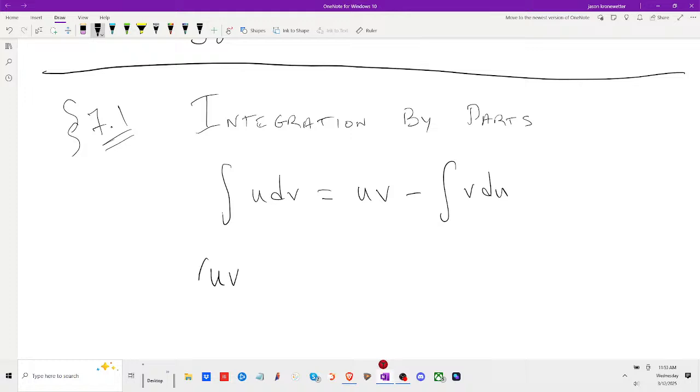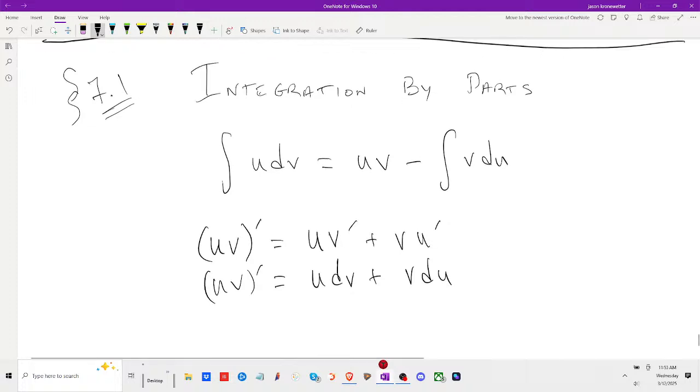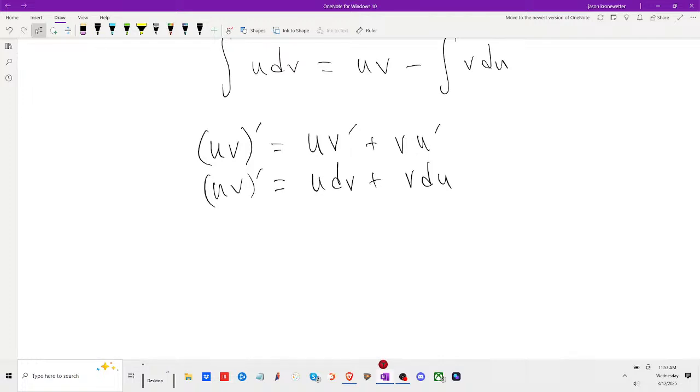If I just have u times v and I take the derivative, I'm going to use this notation so it matches up with the integral notation. But remember with the product rule, you kind of do it by parts, right? You do u times the derivative of v plus v times the derivative of u. And then we can write that like this. Another form of v prime is dv, and another form of u prime is du. So I have the derivative of u times v is equal to u dv plus v du.